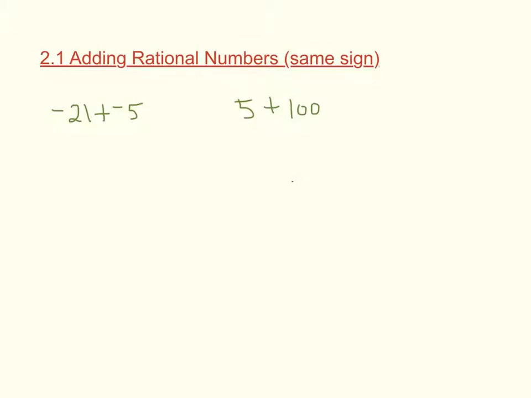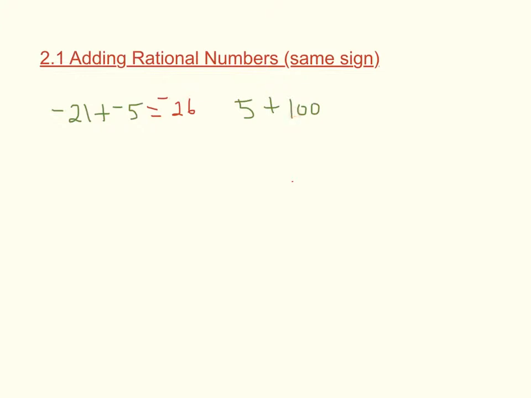Okay, first problem, I had 2 negative numbers. I'm adding, so I have negative 21 and negative 5. 21 plus 5 is equal to 26. And since they're both negative numbers and I'm adding, I'm going to keep the same sign. That becomes negative 26.